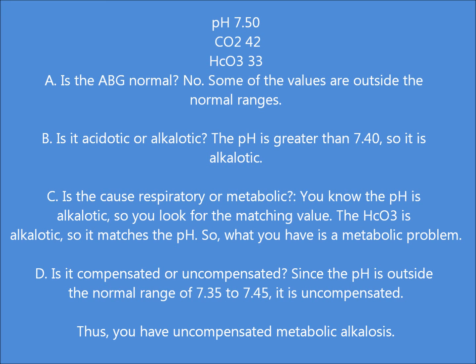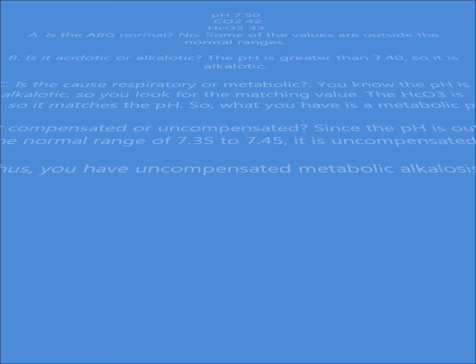Is it compensated or uncompensated? Since the pH is outside the normal range of 7.35 to 7.45, it is uncompensated. Thus we have an uncompensated metabolic alkalosis.